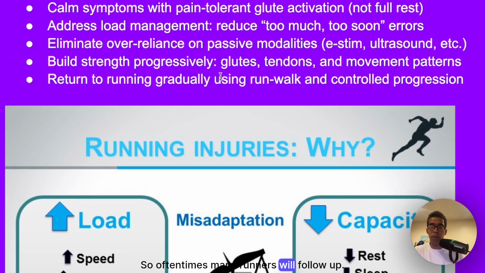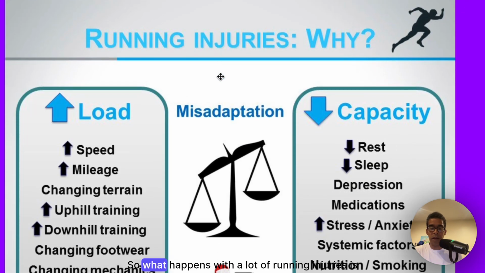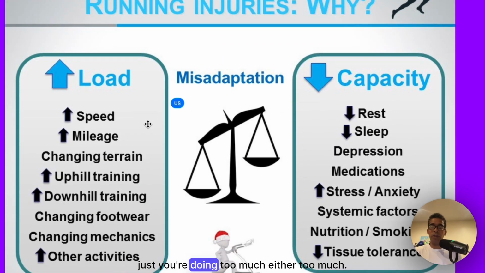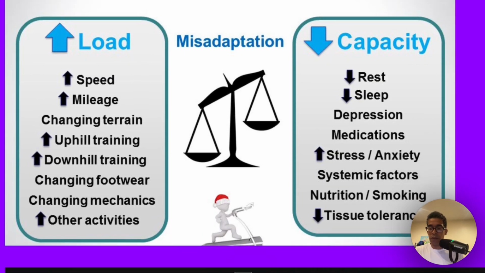Oftentimes many runners, especially people training for a marathon or half marathon, either do too much too soon or make training errors, right? What happens with a lot of running injuries is a load capacity issue. You're doing too much mileage, too much speed work, or even just too many days of the week. I notice a lot of runners tend to follow plans with running 5 days a week, 6 days a week. Not saying that's necessarily a bad thing.